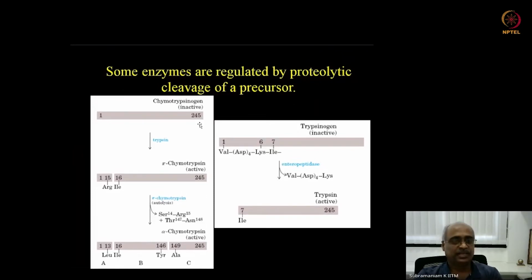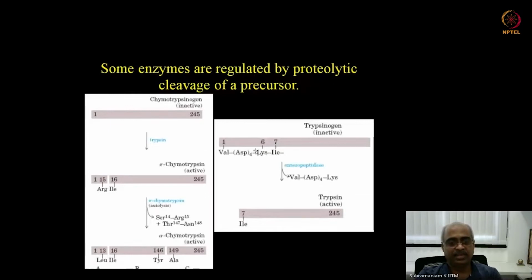So trypsin activates chymotrypsinogen by cleaving between this arginine and isoleucine, and then further cleavages by chymotrypsin itself result in the active enzyme. So this is the C-terminal portion. And similarly, trypsinogen gets cleaved as shown in this cartoon to become active trypsin.